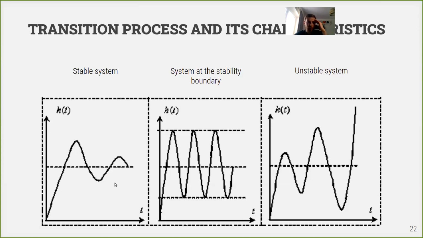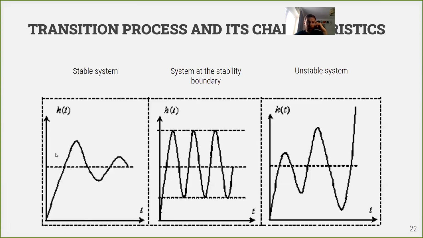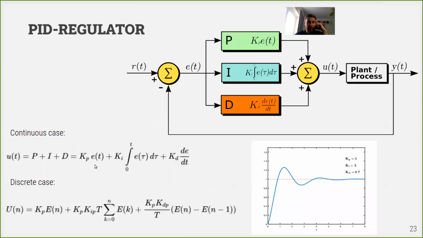And of course, usually we aim for stable systems. Usually in classical control problems, we just try to make the transition process as quick as possible and to reach our desired level as quickly as possible, with small oscillations and with small overshooting.